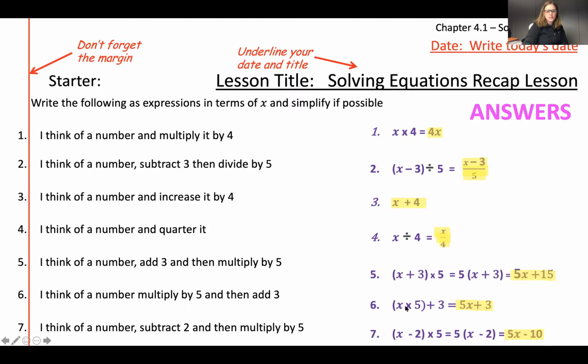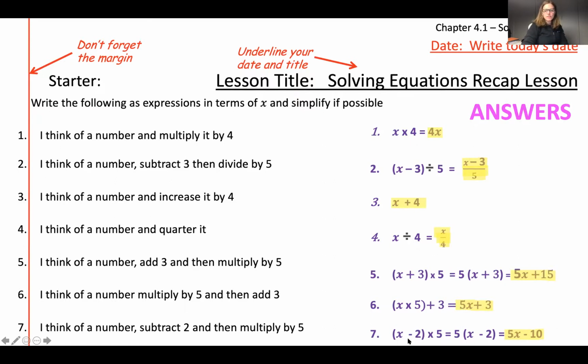Question 6, I think of a number, I multiply it by 5, and then I add 3. I don't need brackets on this occasion because I know from my order of operations that multiplication comes before addition. So I can write this as 5x plus 3, no brackets required.